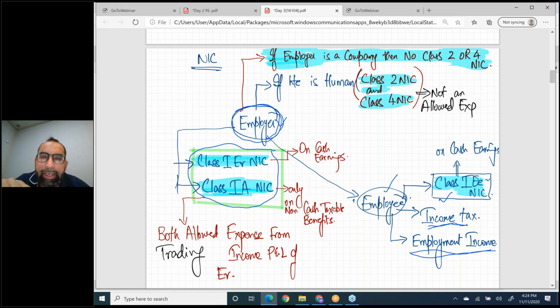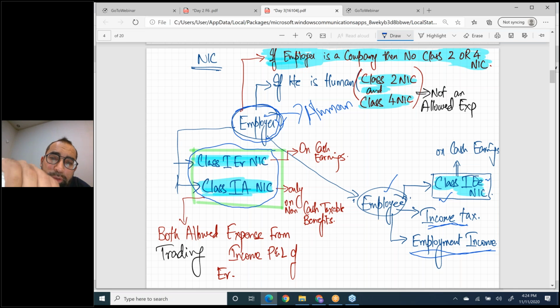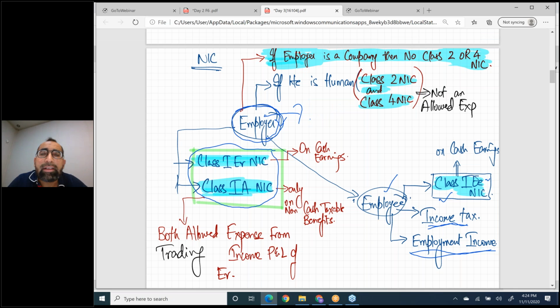let's change the direction. If this employer is a human being, in Urdu we call it insaan ka bachcha, then obviously he will get old, obviously he may lose his business, he becomes unemployed, and he becomes zero, so he may go to the government for benefits. So the government says, if you are a human individual, then this employer, as a businessman, has to pay NIC for himself as well, and these two NICs are class 2 NIC and class 4 NIC.